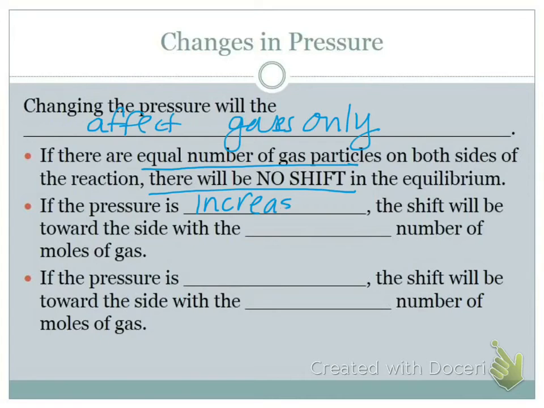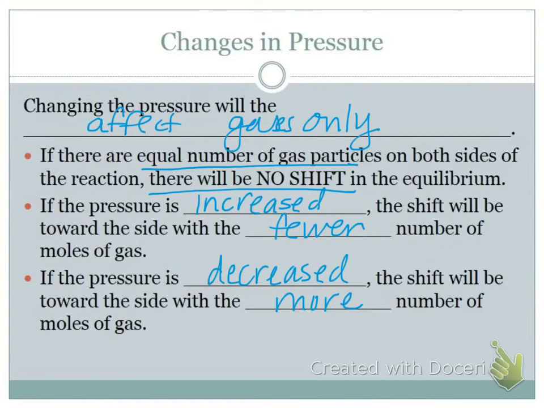If you have non-equal number of moles on each side, if the pressure is increased, it will shift toward the side with fewer moles of gas. If the pressure is decreased, it will shift toward the side with more moles of gas. And when I am looking at a balanced equation, how will I know how many moles of gas each side has? What would I look at? The coefficients. Very good. You would look at the coefficients.